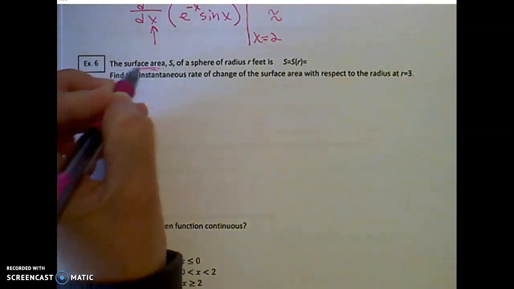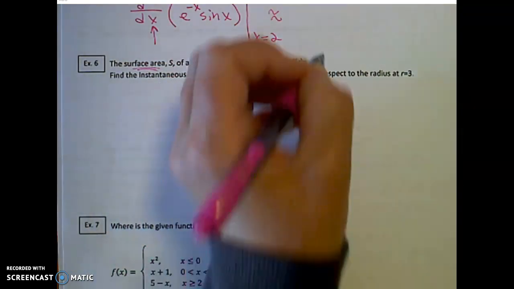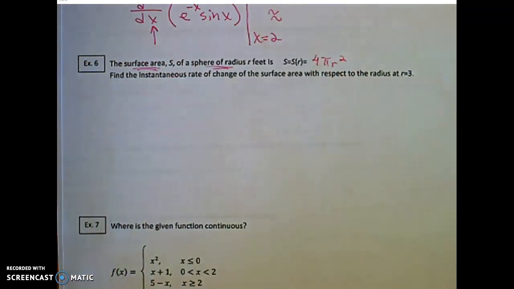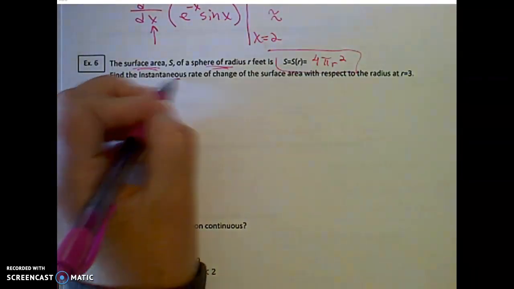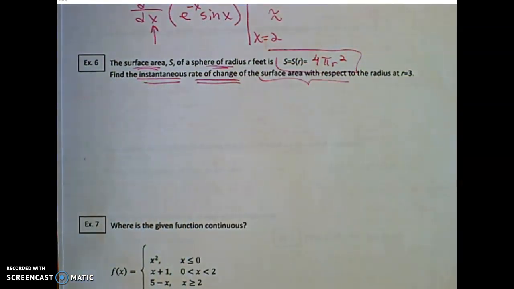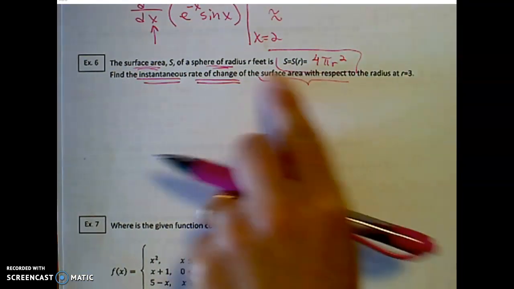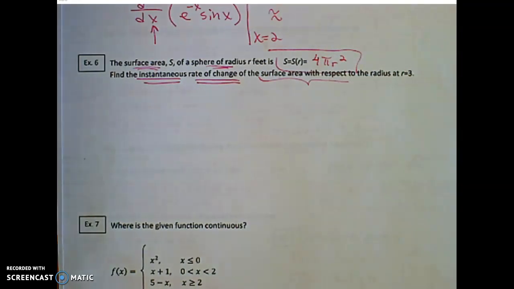The surface area of a sphere. Anyone know how to find the surface area of a sphere? Surface area of a sphere is calculated by 4 pi r squared. That's our formula for surface area of a sphere. Can you find the instantaneous rate of change of the surface area when the radius is 3 feet? When the radius is 3 feet, what's the instantaneous rate of change of the surface area?